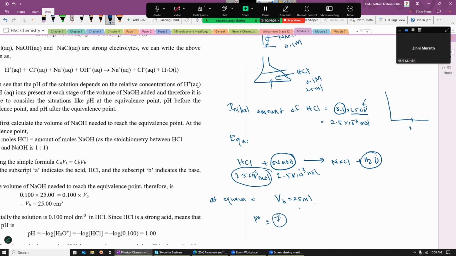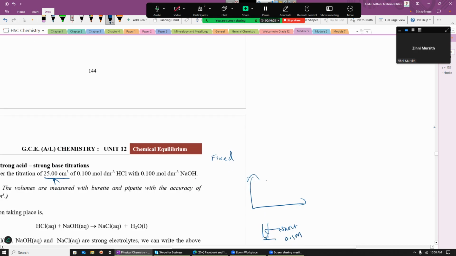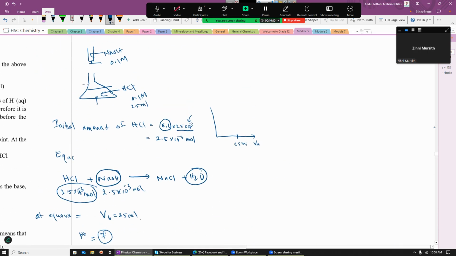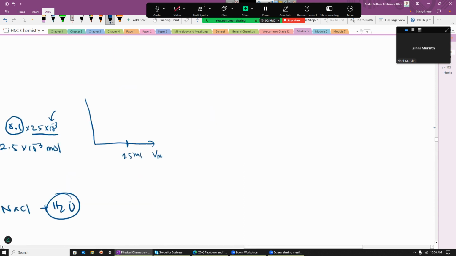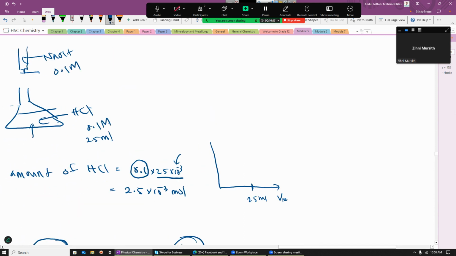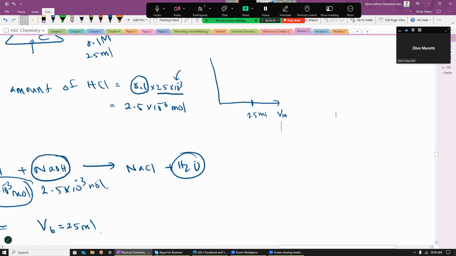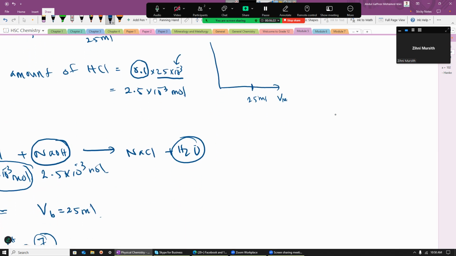So at 25 milliliter, this is going to be our volume of NaOH, the axis name. The name of this axis would be volume of NaOH, let me just magnify this. And this is going to be our pH. At 25 degrees Celsius, the pH would be 7.